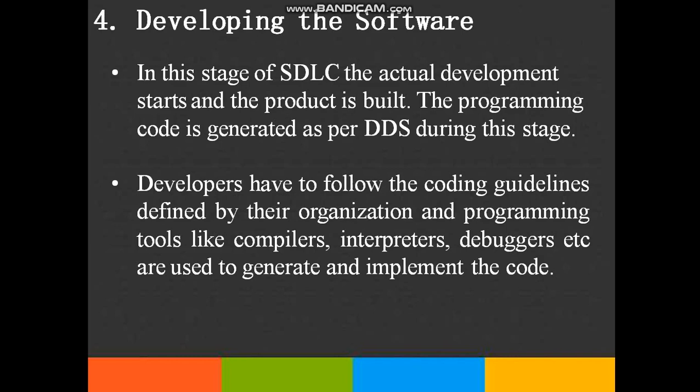Then the next phase comes, that is developing the software. In this stage of SDLC, the actual development starts and the product is built. The programming code is generated as per the DDS. During this stage, developers have to follow the coding guidelines defined by their organization, and programming tools like compilers, interpreters, debuggers, etc. are used to generate and implement the code.